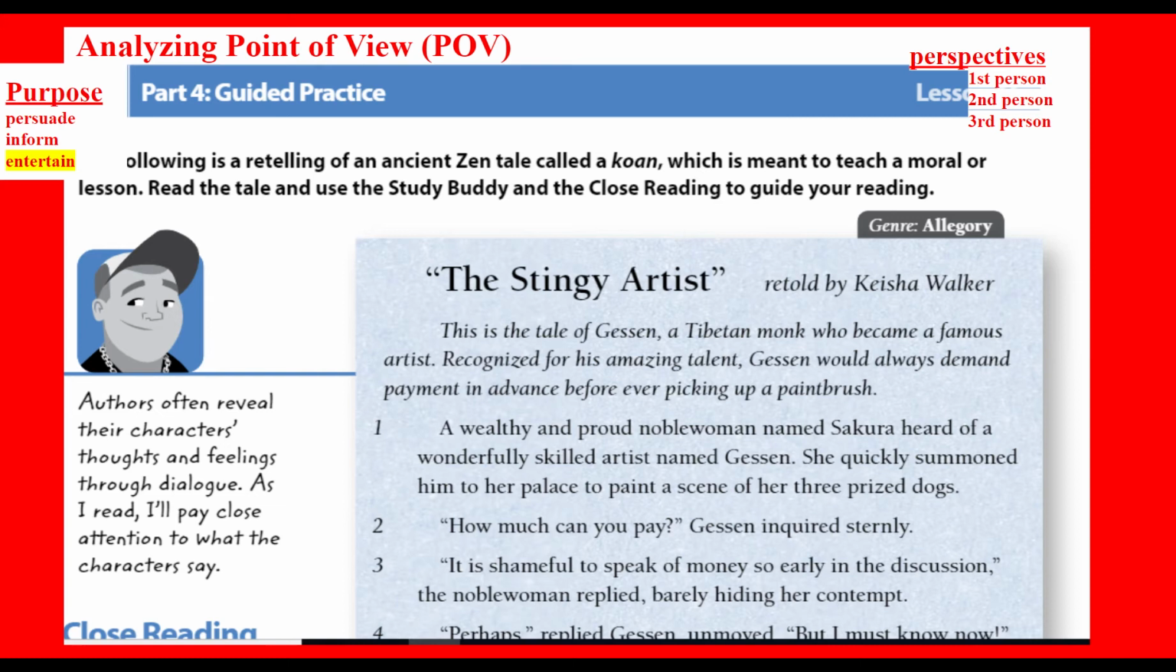So I have entertain highlighted in yellow. So if you have out your yellow highlighter, go ahead and highlight entertain in yellow because that is the purpose of the text we're going to be looking at today.